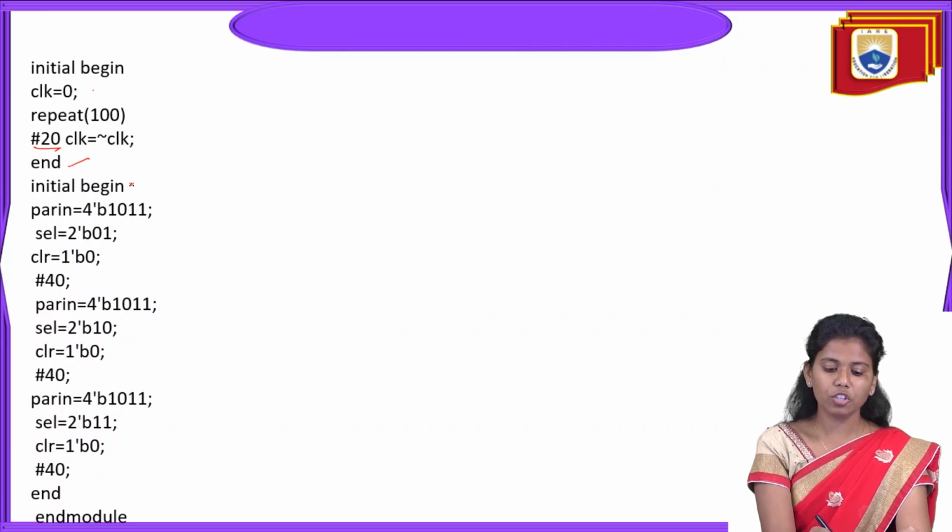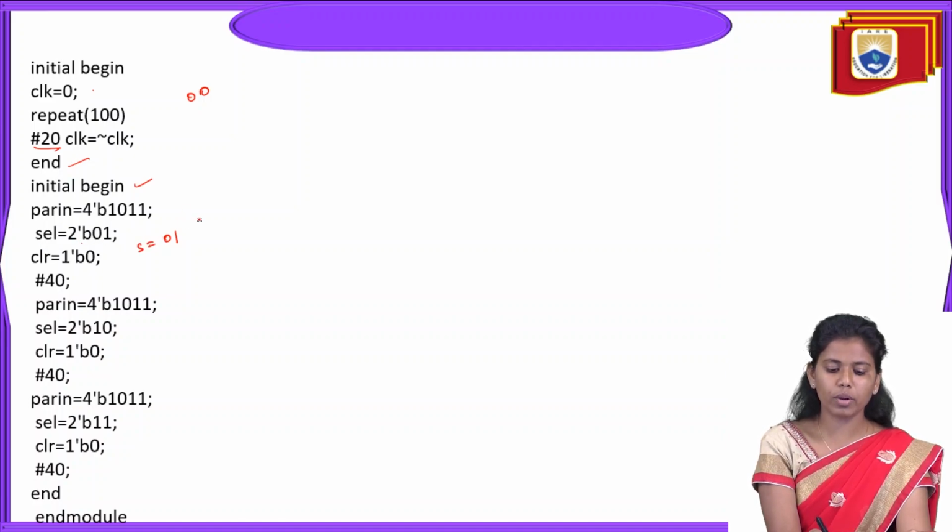And then initial begin, and for one more case, so here we have done with 0 0, and now we are going with 0 1. So initial case 4-bit 1 0 1 1. The selection bits are 0 and 1, right? And then we have cleared with 1 bit of 0, and then finally with 40 nanoseconds of delay.